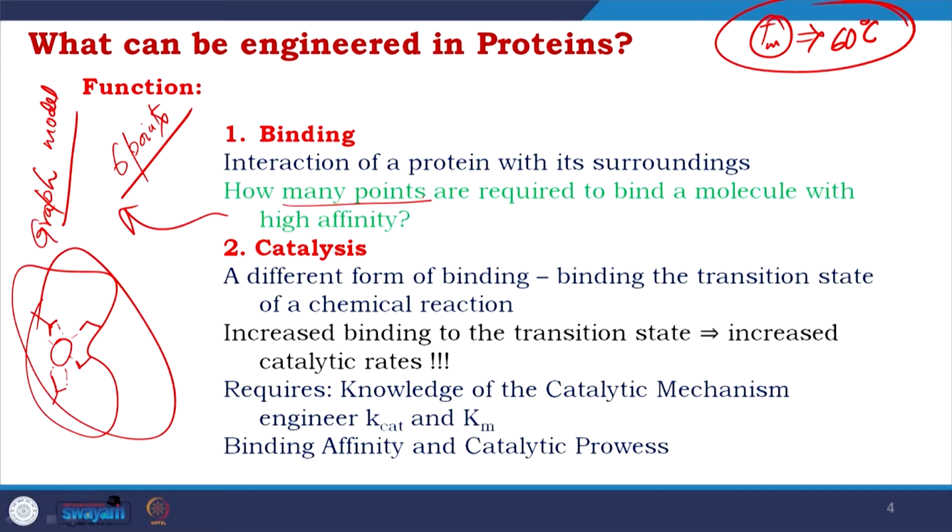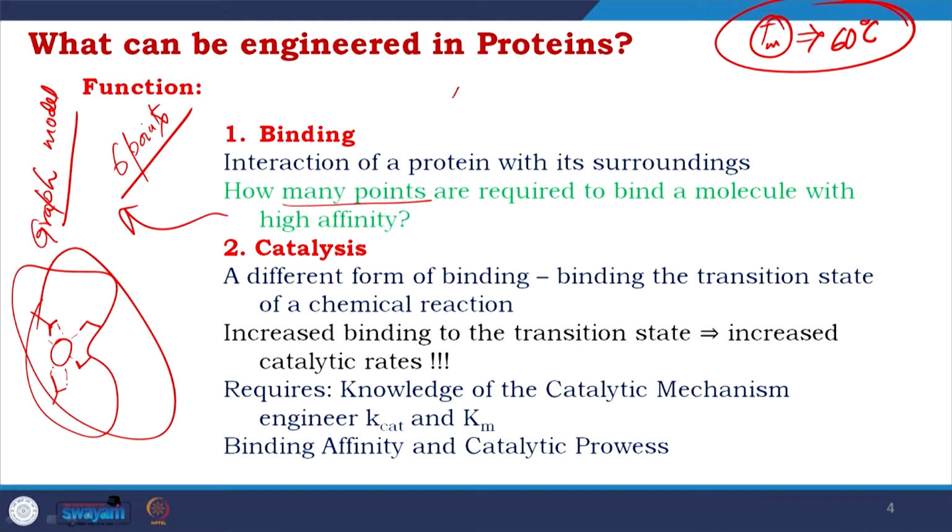Second thing is definitely catalysis. Binding is happening now. How the enzyme would be converting the substrate to product, that is called catalysis. A different form of binding, binding the transition state of the chemical reaction. So, we will discuss this point in a bit more detail in structure based drug designing, our last module, but just to talk about it: when there is a substrate binding to the enzyme, the enzyme starts a reaction.